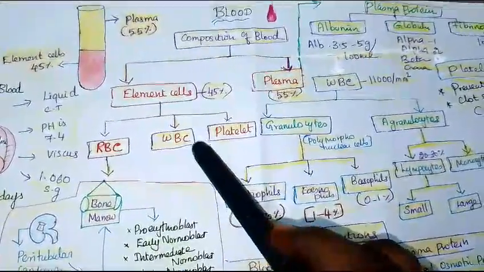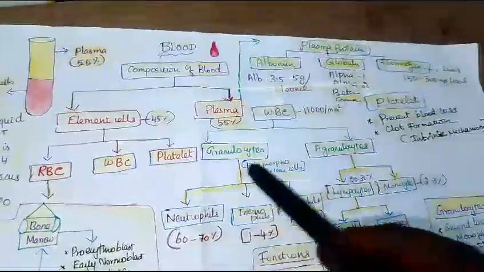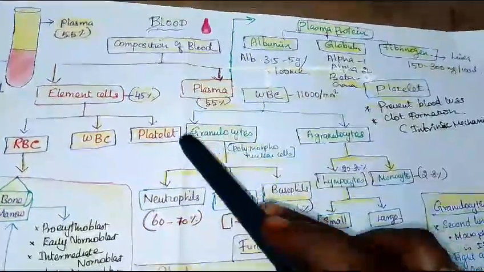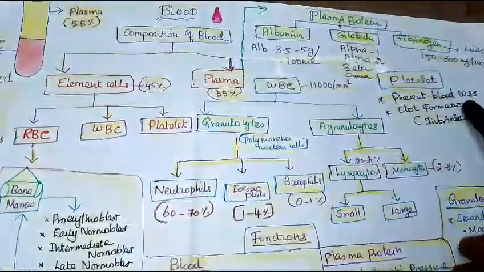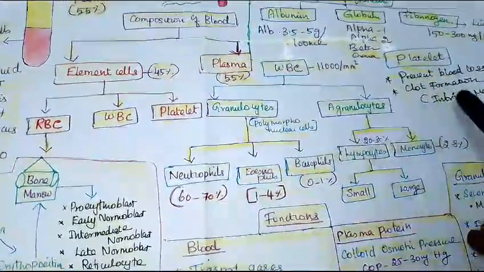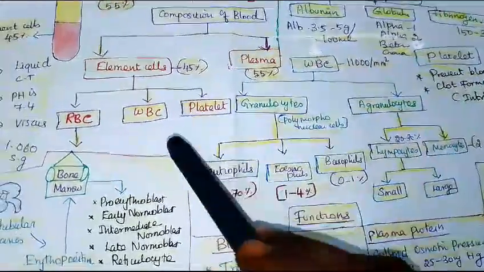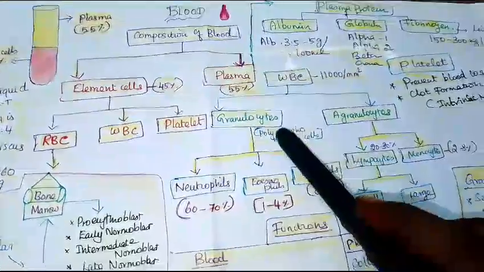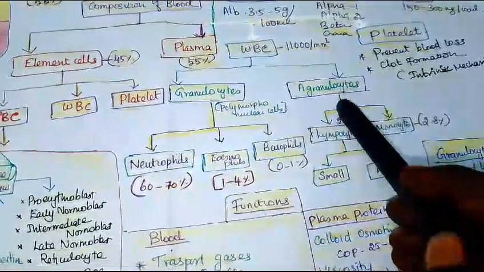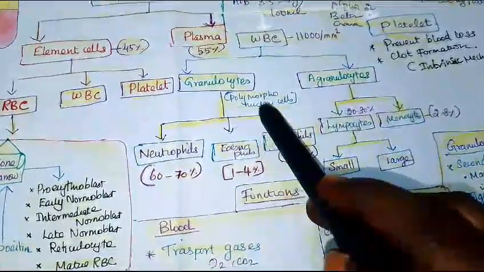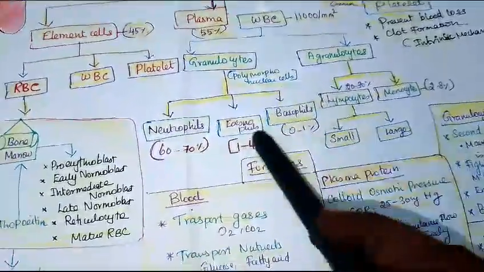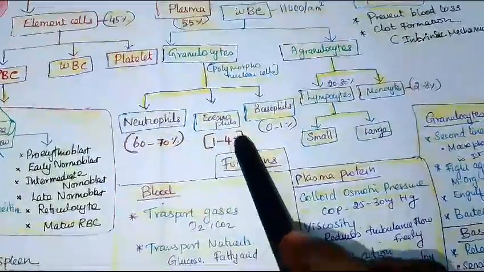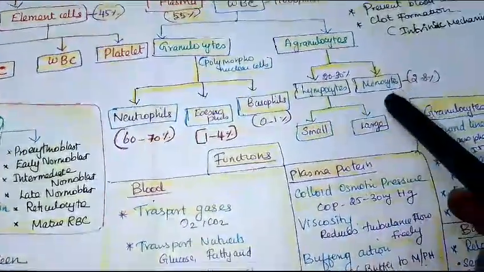And what about the WBC and the platelets? The platelets are mainly a coagulation factor. It prevents blood loss. The blood itself, it is the intrinsic factor doing it. Okay, what about WBC? These WBCs have granulocytes and agranulocytes. Granulocytes are the polymorphonuclear cells. These are the neutrophils, eosinophils, basophils, lymphocytes and monocytes.